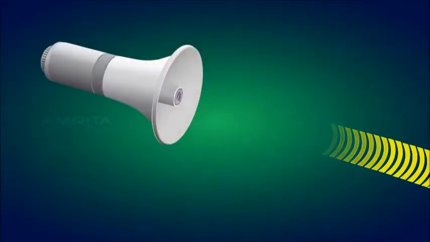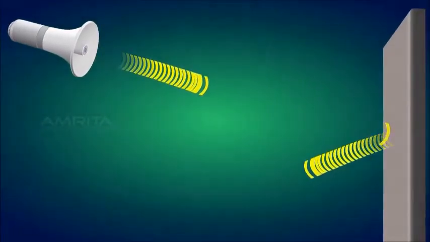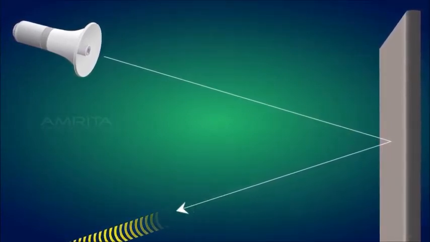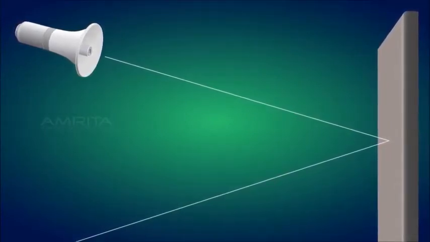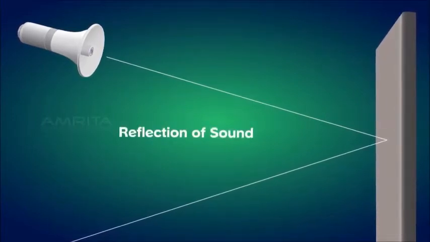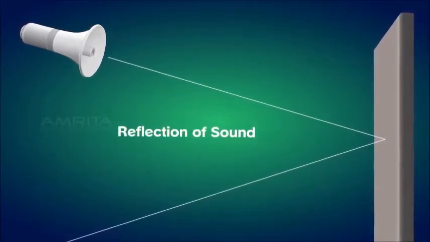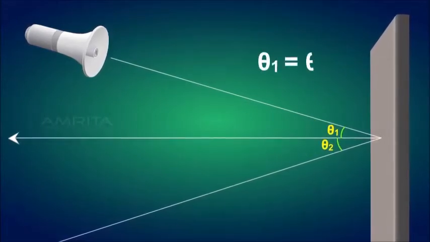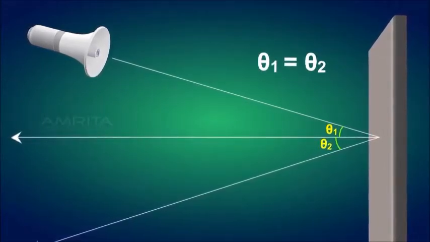When sound travels through a medium, it strikes the surface of another medium and bounces back to the original medium. This phenomenon is called the reflection of sound, which obeys the laws of reflection. The first law states that the angle of incidence is equal to the angle of reflection.